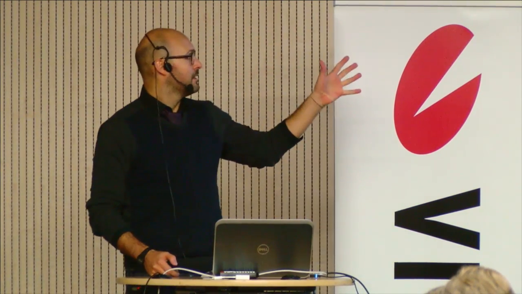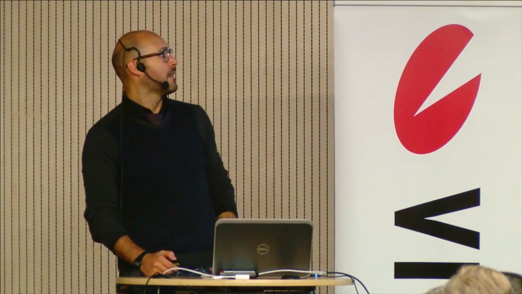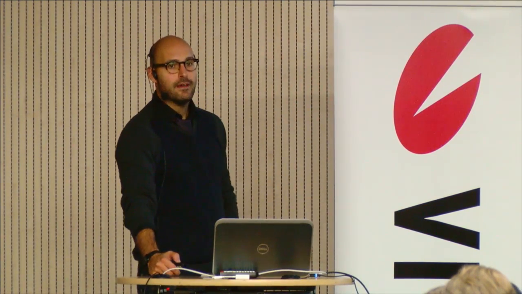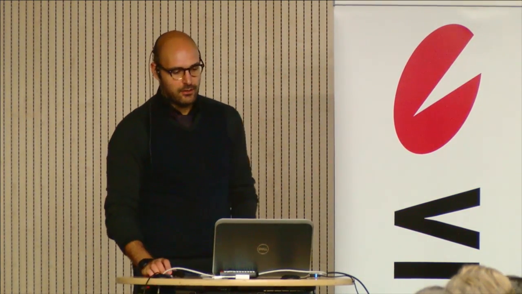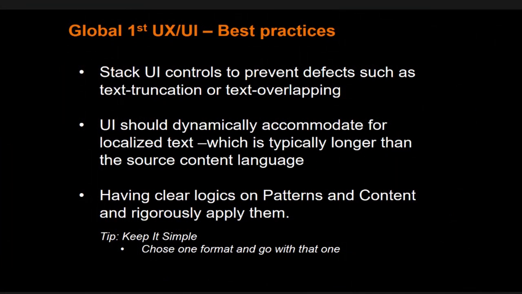So those are mainly the things that we should do in the UX UI. Best practices are, as I said, stack UI controls, like for the button, to prevent text expansion issues. We can have text which is much longer once you translate it. So this is a good point. Even the dynamic accommodation of the UI for the same reason. And the logic on patterns and contents.